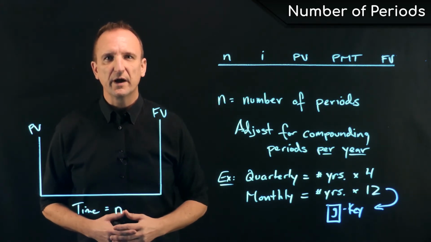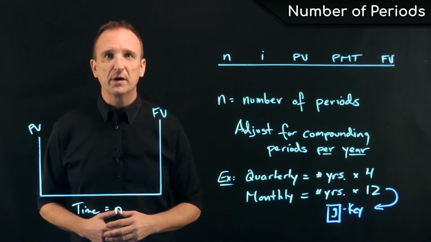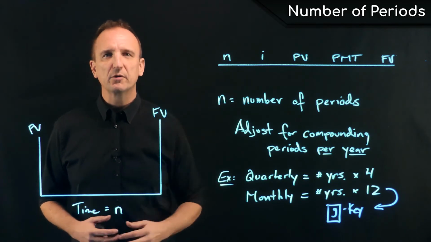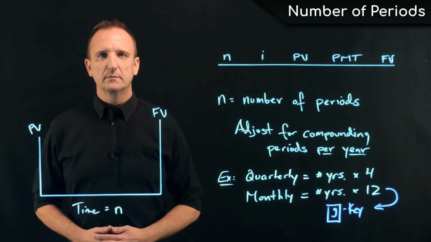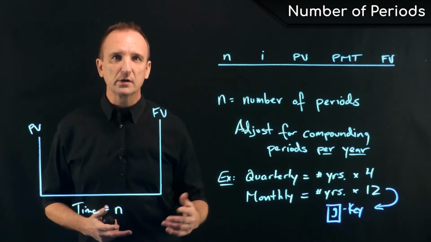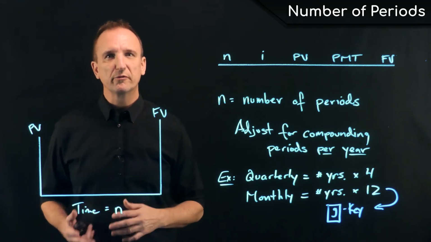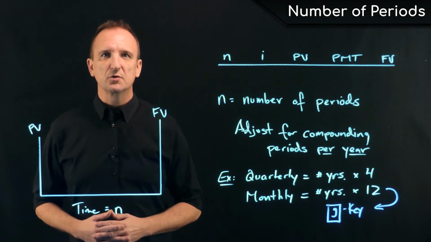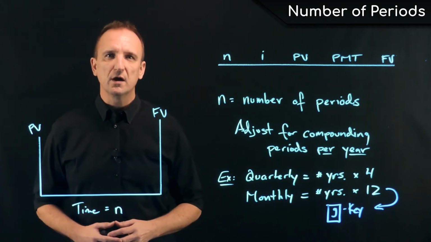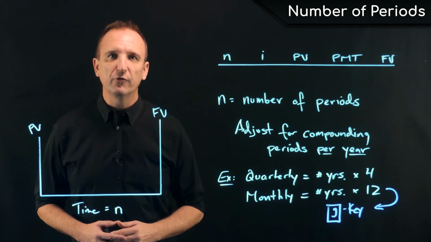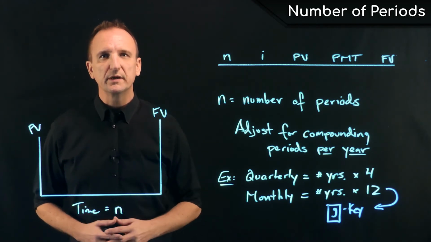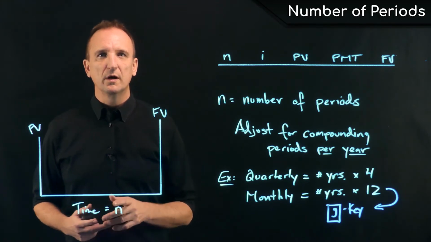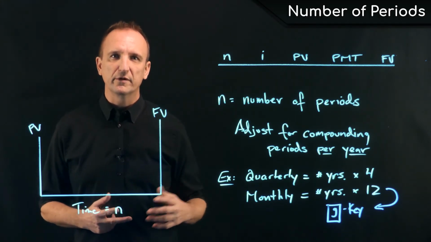Now, of course, if we have an investment with annual compounding, or interest paid just once per year, then the number of periods matches the number of years. So if we have an investment that has quarterly compounding, then we need to change our number of periods to 4 periods per year instead of just 1. So a 1 year investment with quarterly compounding, our N would equal 4. Same thing with monthly. Monthly compounding means 12 interest payments per year, or N equals 12 for every year.